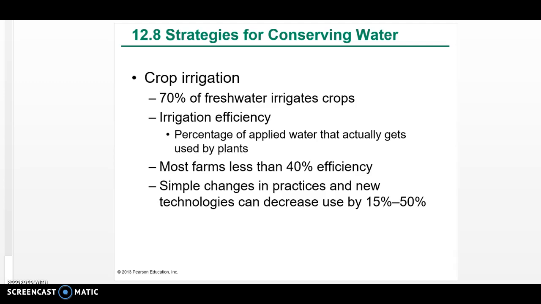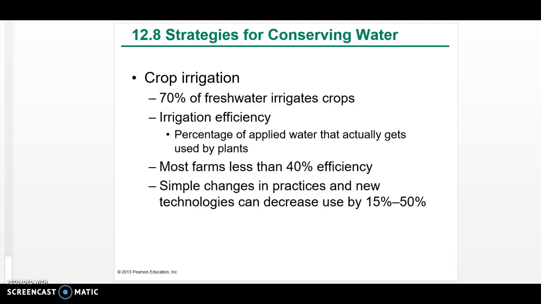Crop irrigation is one way. 70% of our fresh water irrigates crops. So what we need to do is become more efficient in irrigating our crops. We need to not water at the height of the day. 3 o'clock in the afternoon is not a great time to irrigate because most of that gets evaporated before it even hits the crops. So there's a lot of that we need to do.